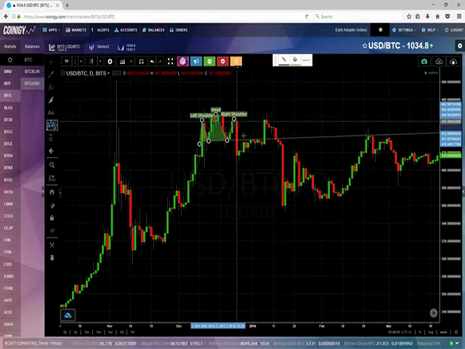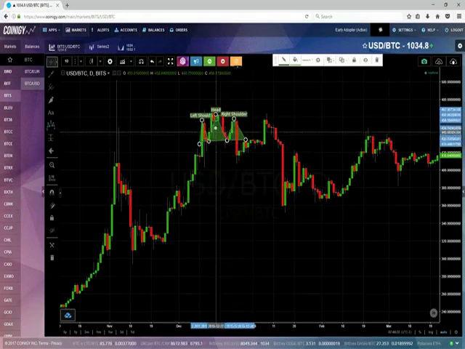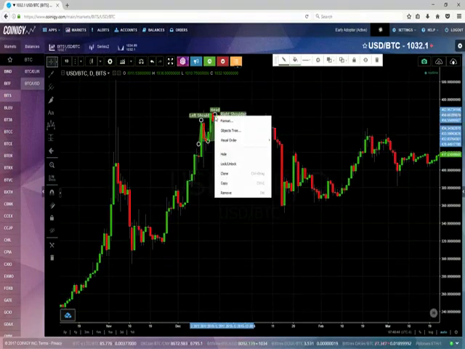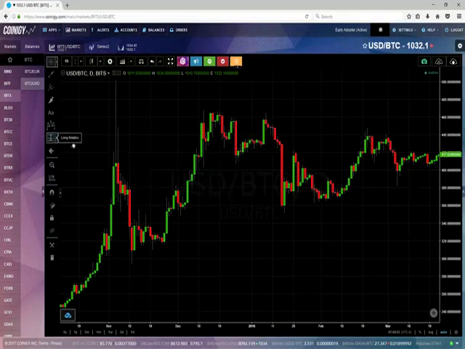So I'm just basically left clicking, right, to anchor everything. And then if I want to delete it, I can just right click on it and then just click remove, or you know, I can clone or copy it. So I'll just remove it.